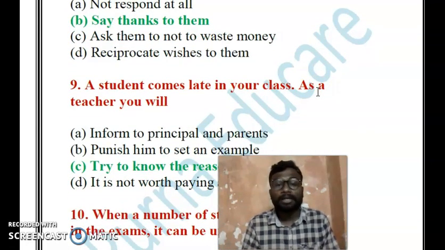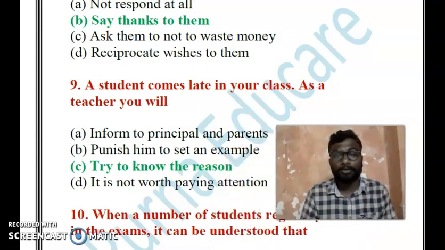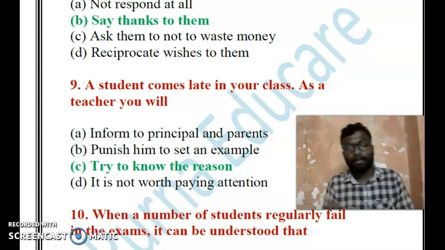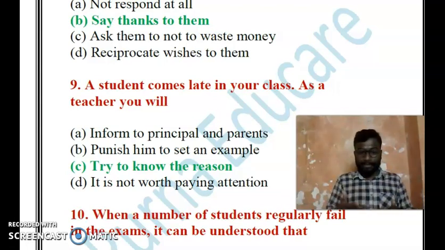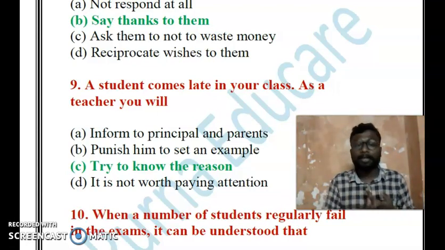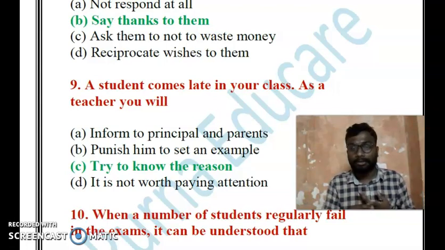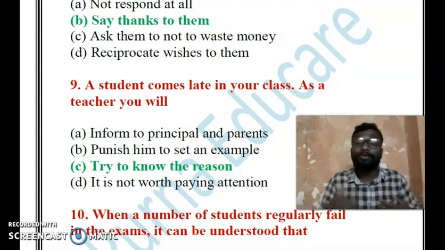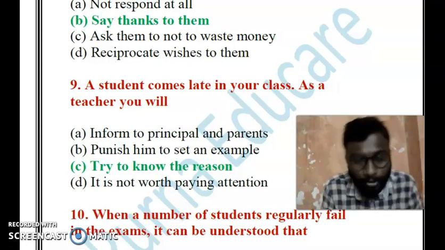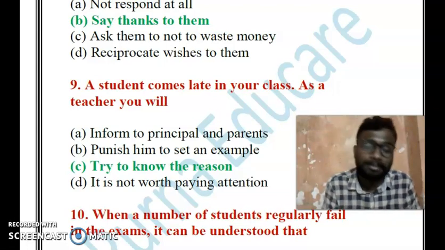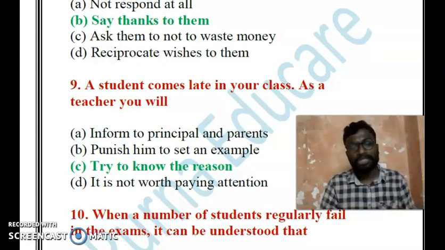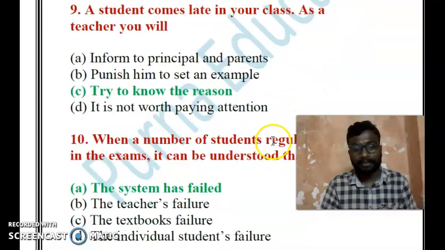Yes. A student comes late to your class. As a teacher, what do you do? Inform the principal and the parents, punish them to set an example, try to know the reason, or say it's not worth paying attention. As a teacher, we have to know the reason. Once we know why the student is coming late to the college, automatically we can suggest some remedies for that kind of late coming, right? Yes. So as a teacher, we should try to know the reason for their being late.